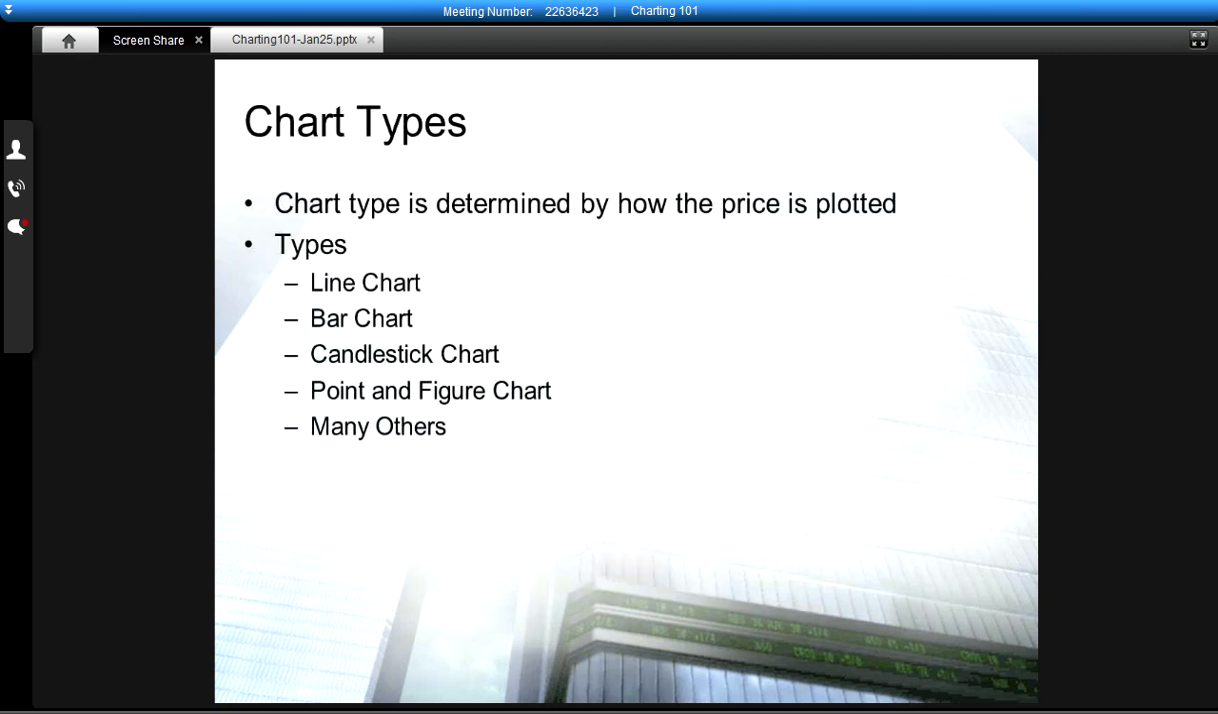Now there are several different types of charts available. The type is determined by how the price is plotted. Some of the more common price charts are line charts, bar charts, candlestick charts, and point and figure charts. And there are many others, but the ones I listed here are the more popular ones.